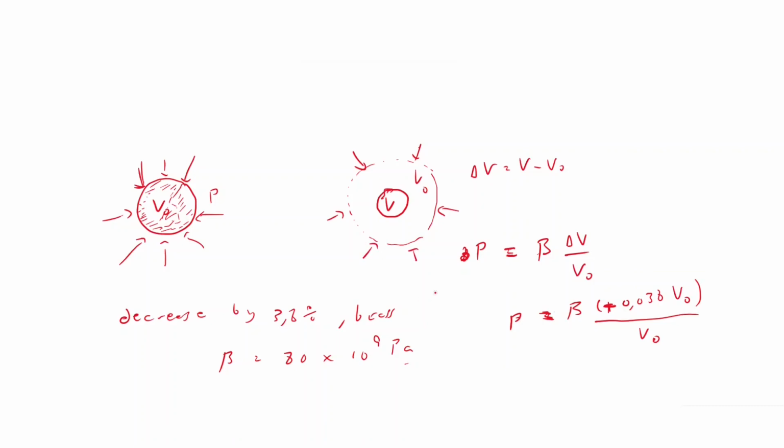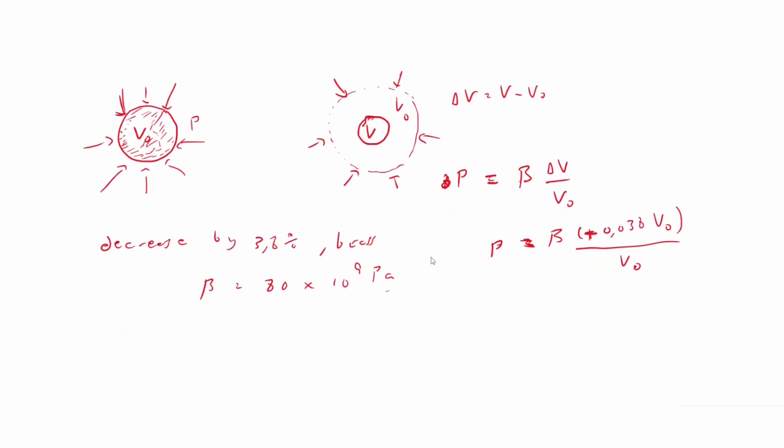Let's just calculate the magnitude of pressure, then you don't have to put the minus. But if you wanted to know the direction of that pressure, you say it's in the minus when it's going inwards, and then it's going to decrease the volume. If it's going outward, it's going to increase the volume.